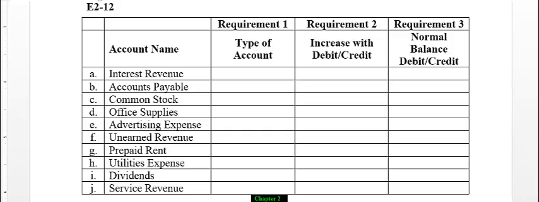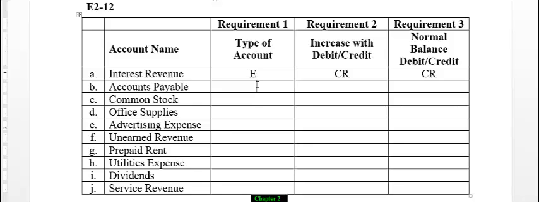So we have interest revenue. Interest revenue is a revenue account. As a revenue account, it is going to be an equity account. The revenue will affect retained earnings. Retained earnings is an equity account. As a normal equity account, the interest revenue is going to increase as a credit. When an account increases as a credit, it's going to also have that as a normal balance. However the account increases, that is the normal balance.